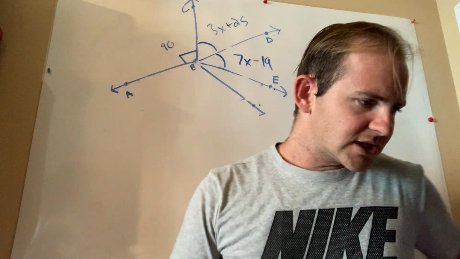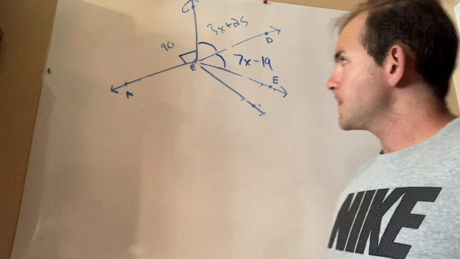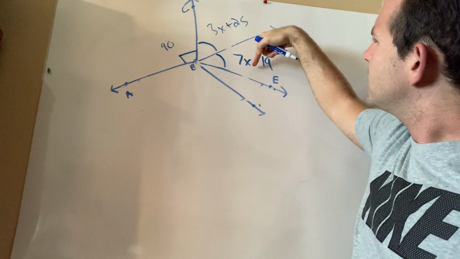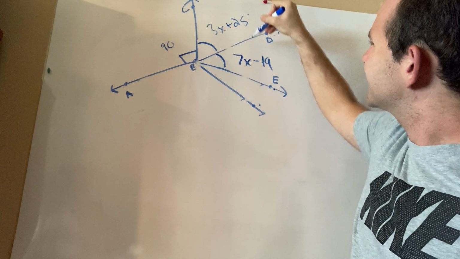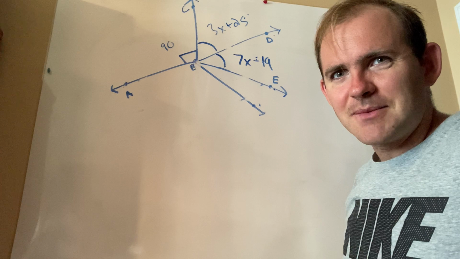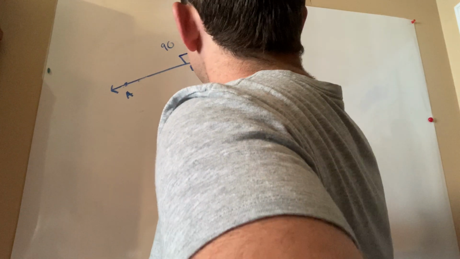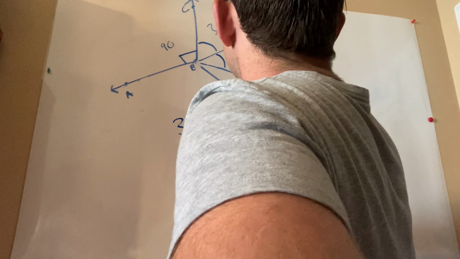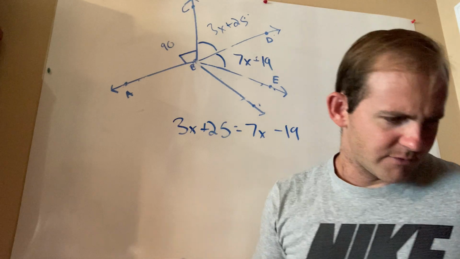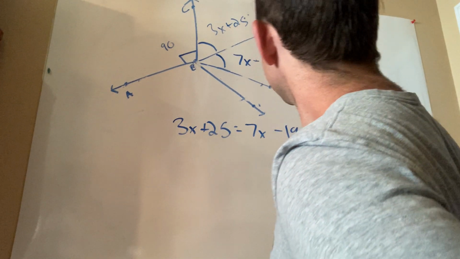Now, of course, the question comes, where exactly do we start? Well, notice something. Remember how we said that this bisects the big angle? And I know that these are the same thing? If these are the same thing, then what do you think I can do with them? I can set them equal to each other. So my equation then is 3x plus 25 equals 7x minus 19.